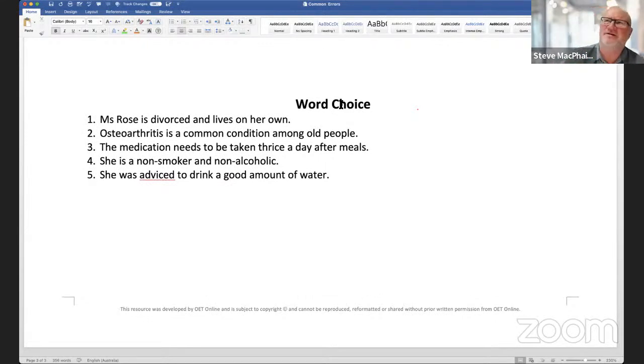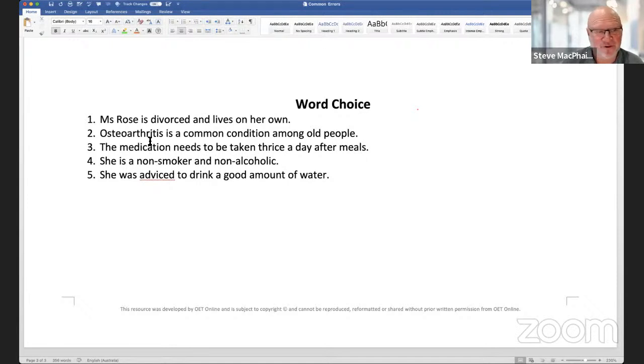These ones are a little bit different. They're not all grammatical errors per se. They're just using words that don't really belong in a referral letter. So the first one: Ms. Rose is divorced and lives on her own. What do you think, everyone? Can you see anything wrong there?